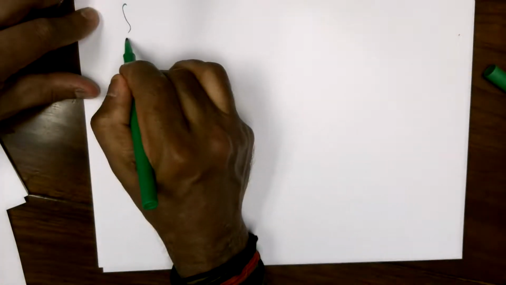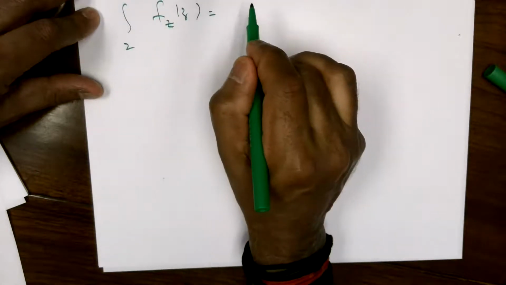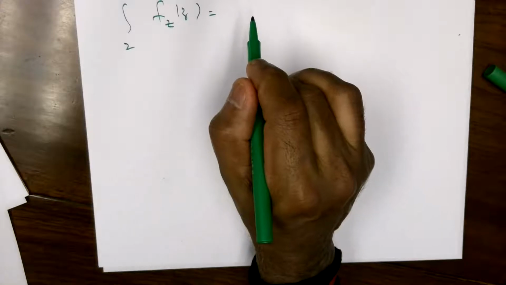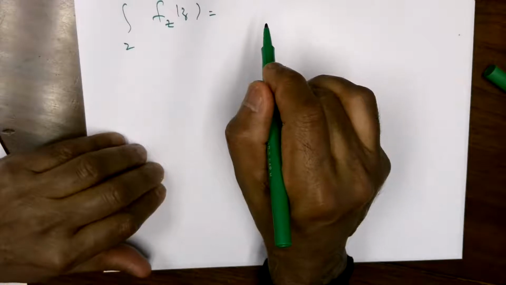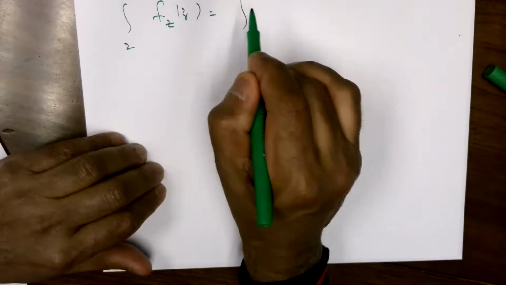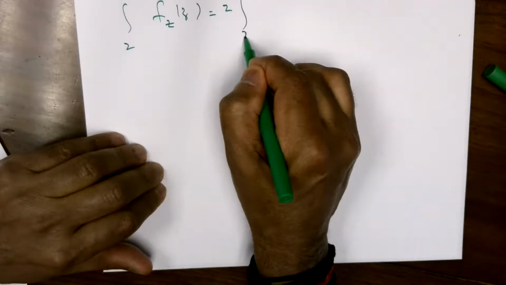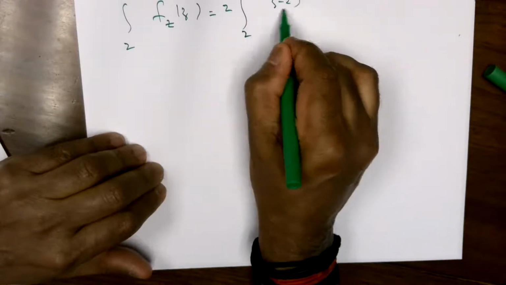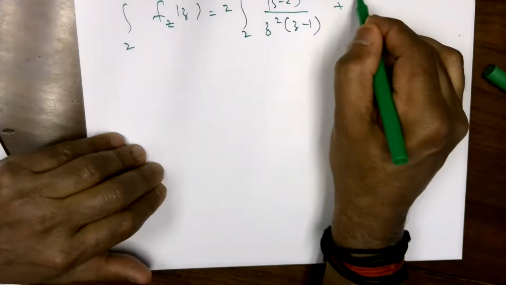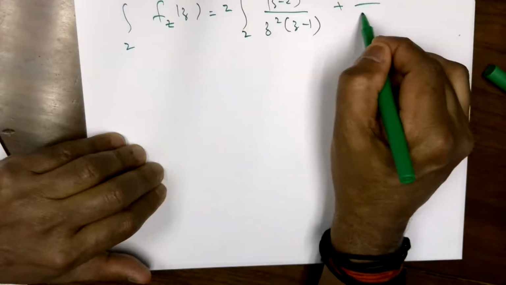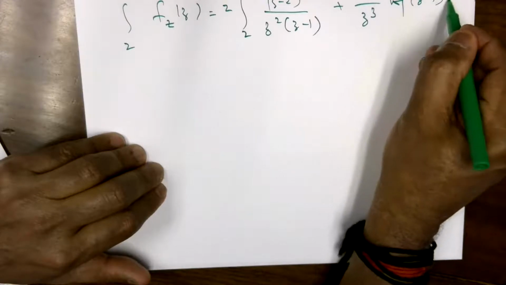So the area is, remember, z goes from 2 to infinity. The integral of f_Z is the integral from 2 to infinity of 2 times (z minus 2) over z squared (z minus 1), plus 2 over z cubed log (z minus 1), dz.